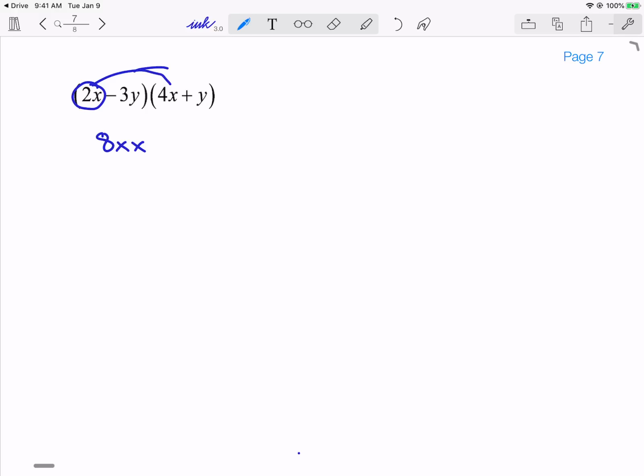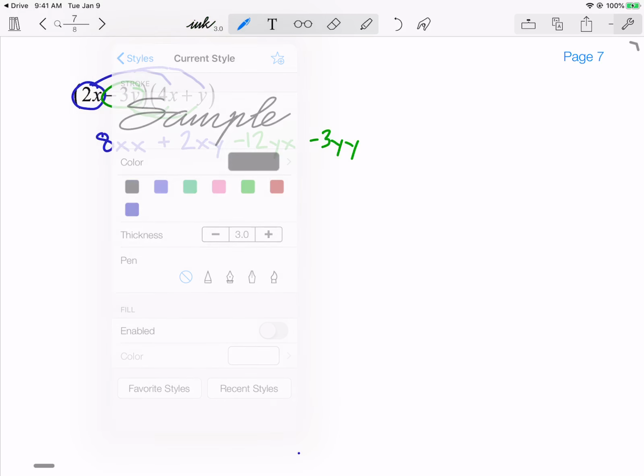Now when I distribute this way, 2 times, there's no coefficient in front of the y, so it's a 1. I get 2xy. Now moving on to the negative 3y, negative 3 and 4 multiply to give me negative 12. And then I get y times x. Negative 3, y times y. And now let's clean everything up.